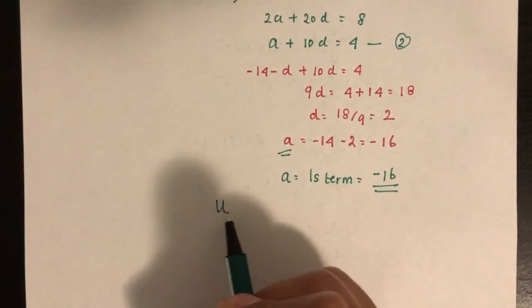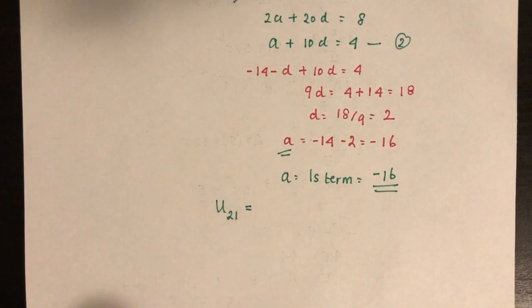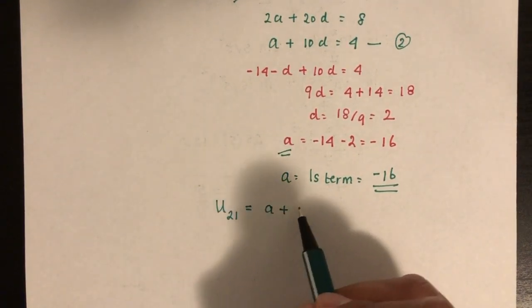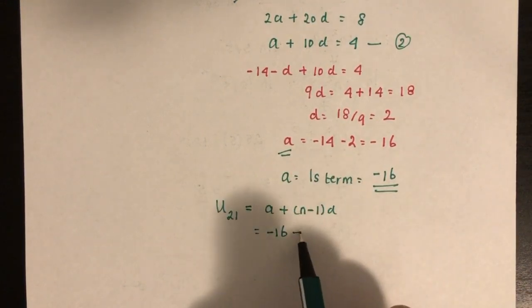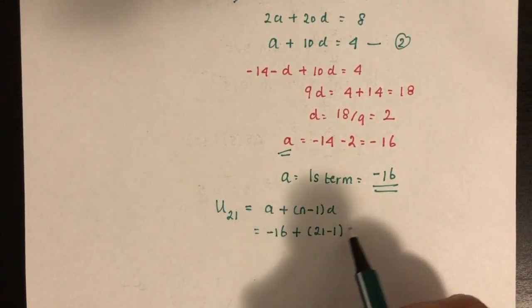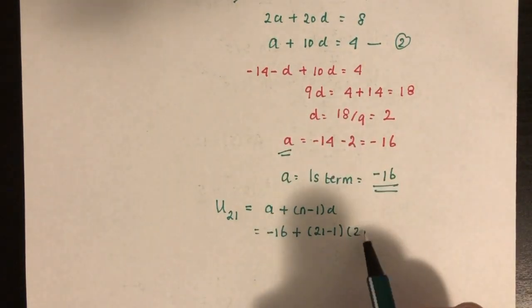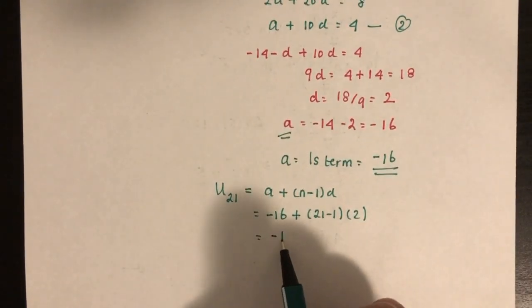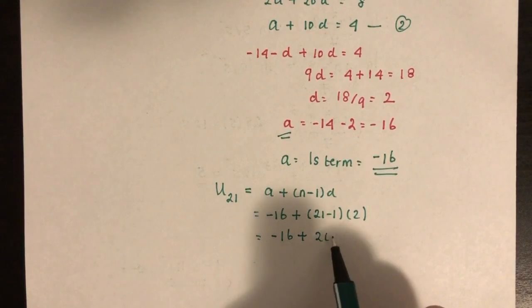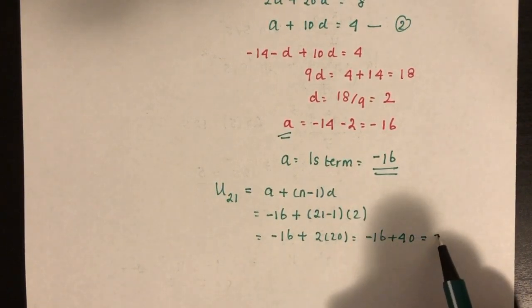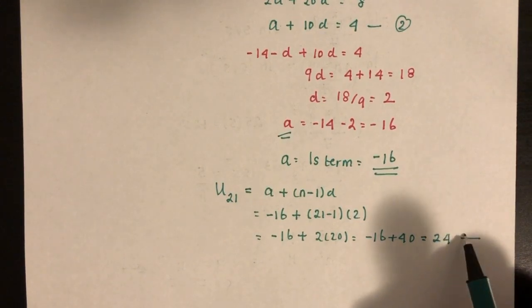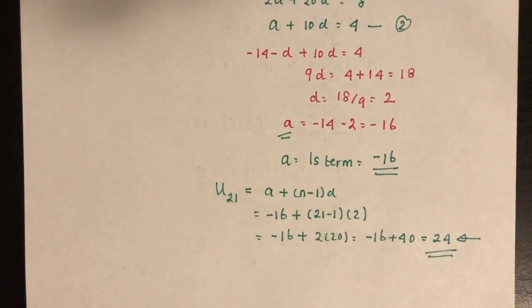And the 21st term of this progression, we have to find the 21st term. So we just use the formula, which is a plus n minus 1 times d. So a is minus 16 plus n, which is 21, minus 1 times d, which is 2. So simplify, you will have minus 16 plus 2 times 20, which is minus 16 plus 40, that will be 24. That will be the other answer. That will be part 1, part A.